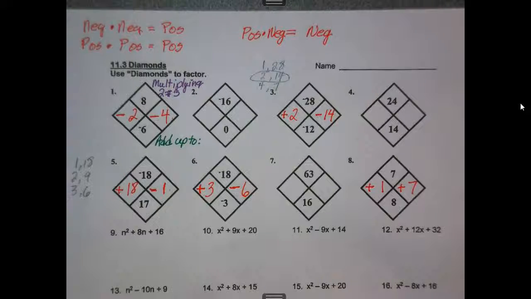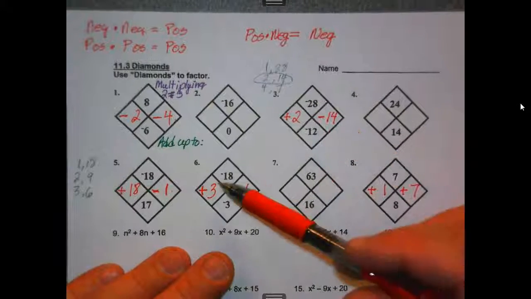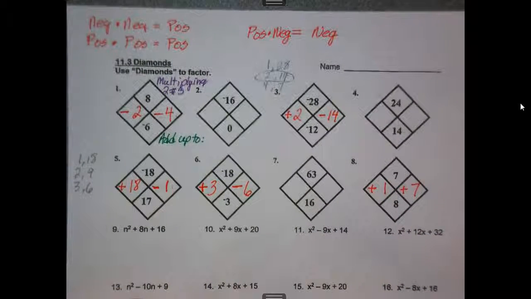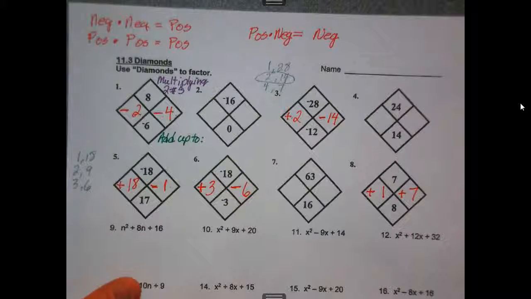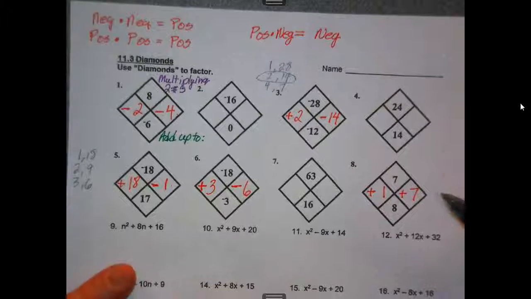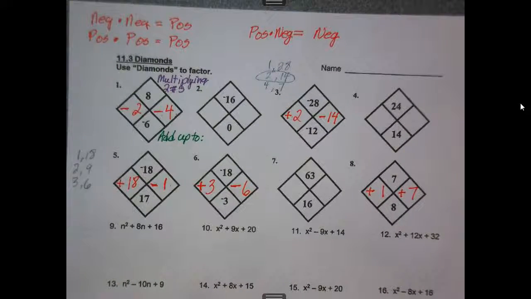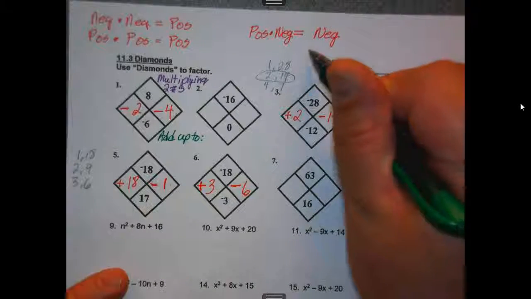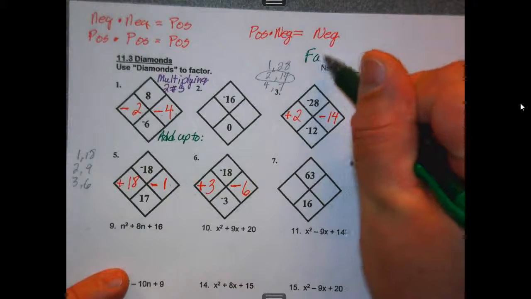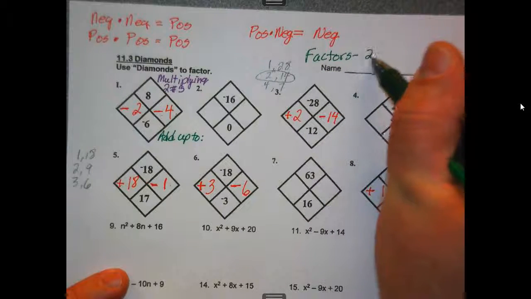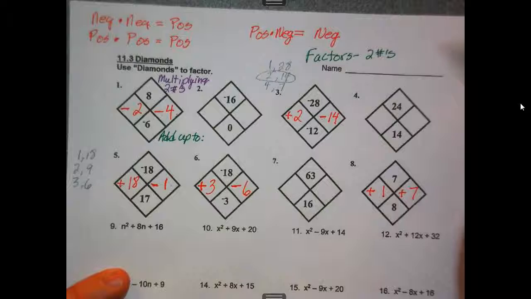Now, what we're doing here is we're actually factoring quadratics, okay? If I was to expand this, or actually write it out, continue this, my factors, remember, what are factors? Factors are two numbers multiplied together.